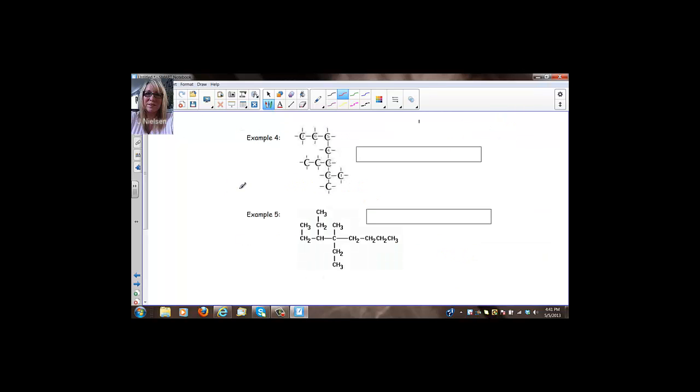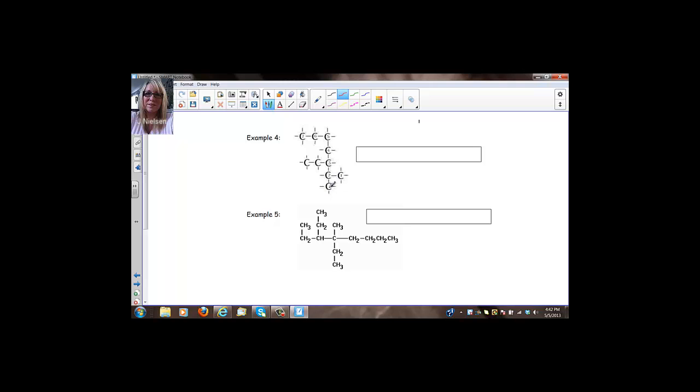Example 4. Now, I might say I want to start numbering up here. 1, 2, 3, 4, 5. So this would have a 5, 6. This would have a 6, 7. So that doesn't work. I could number it 1, 2. This would be here. 3, 4, 5, 6, 7. Or I could number it here. 1, 2. It doesn't really matter on this one, because if I number from here 1, 2, this branch is still at 2. If I number here 1, 2, this branch is still at 2.